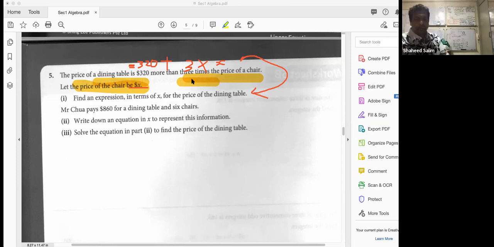Getting it right. Well done. So once you can find this answer, which is what I'm giving you here actually, you can then do this. You already know what this is. Price of one chair is X, 6 chairs is how much? You can do this, trust me.